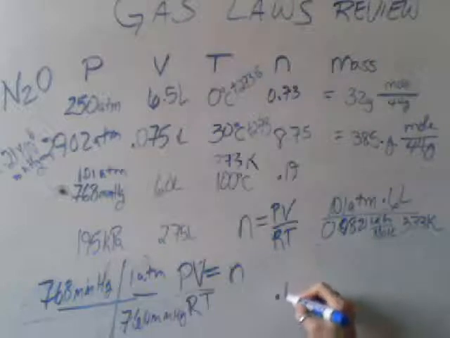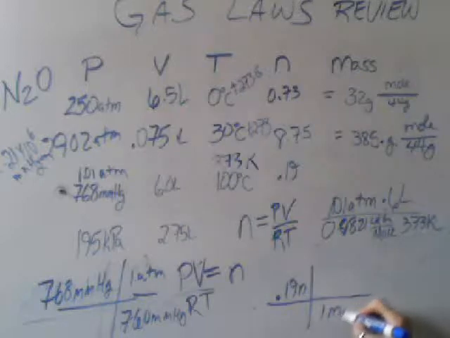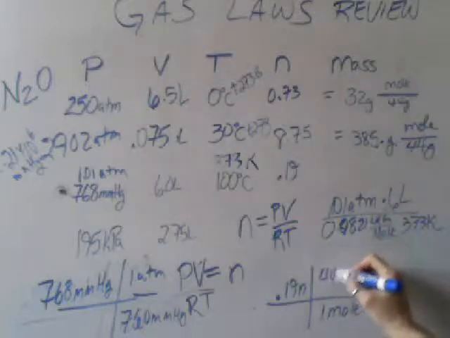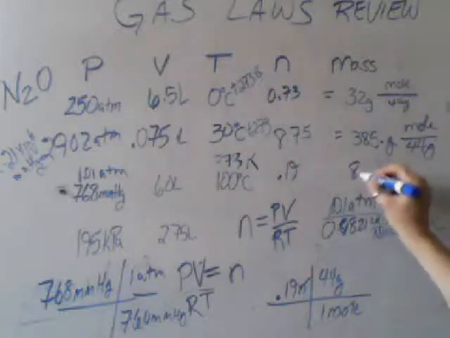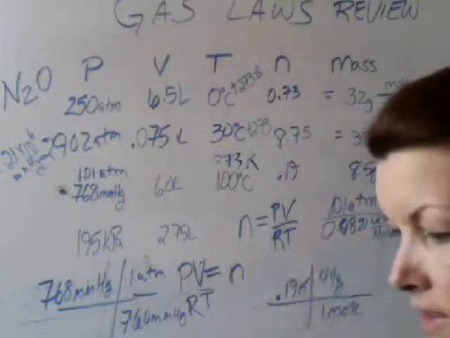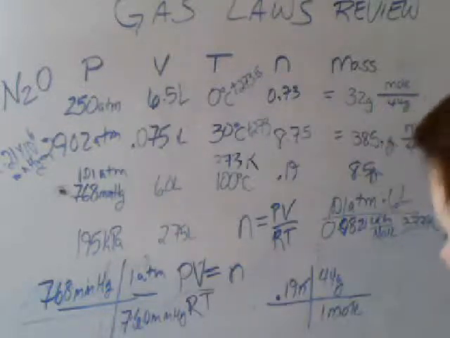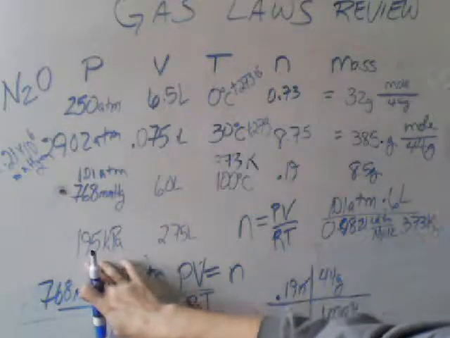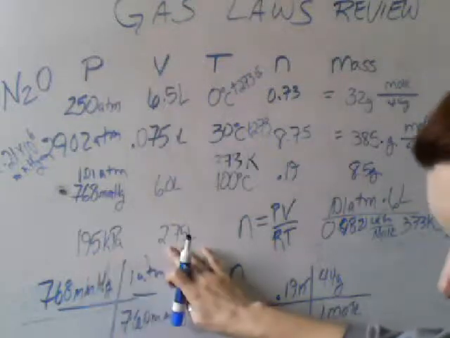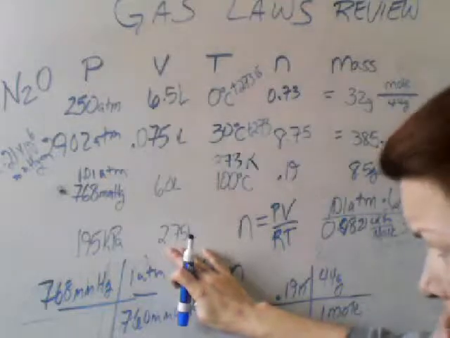So we still have a blank space on our chart. We want to convert 0.19 moles of nitrous oxide to mass. So instead of dividing by mass this time, we're going to multiply by mass to get rid of our moles. And we find that we have 8.5 grams of nitrous oxide when we have these conditions. And so our final row of the chart, which I've kind of written all over, says that we have 195 kilopascals, 2.75 liters, and we have 45 grams of nitrous oxide.